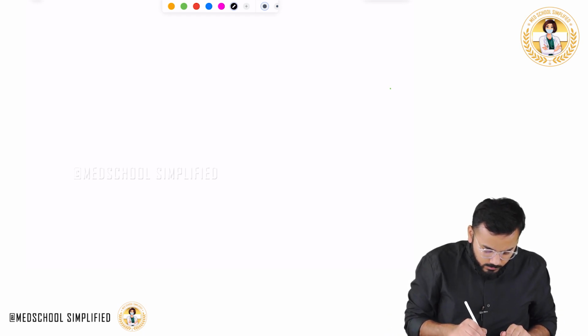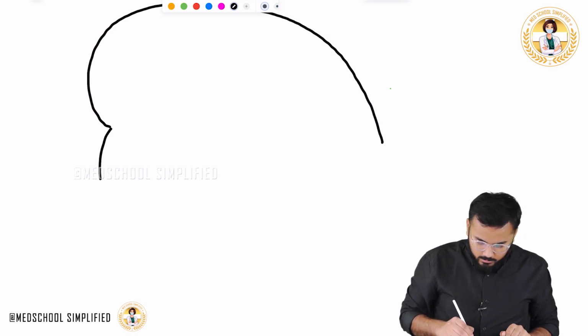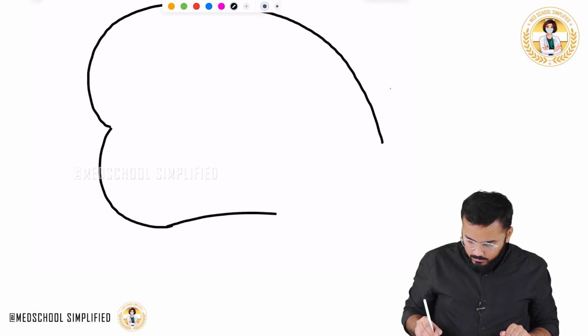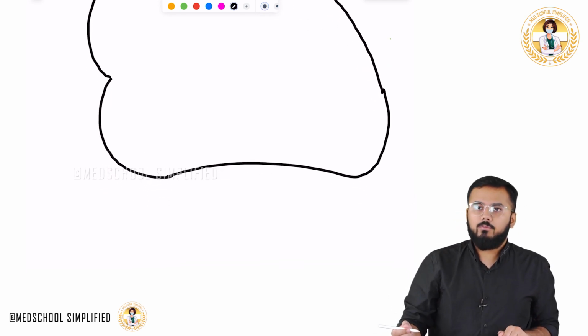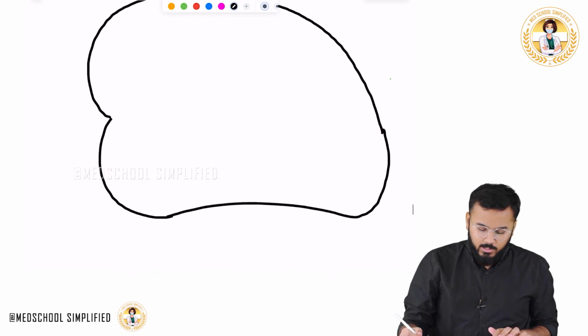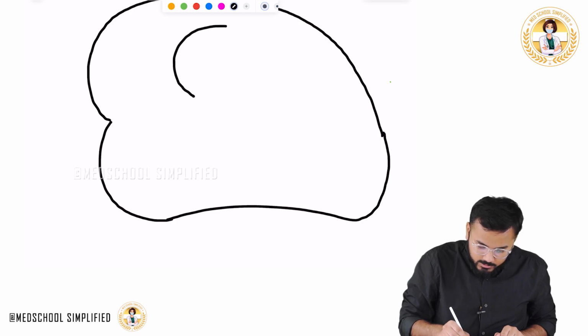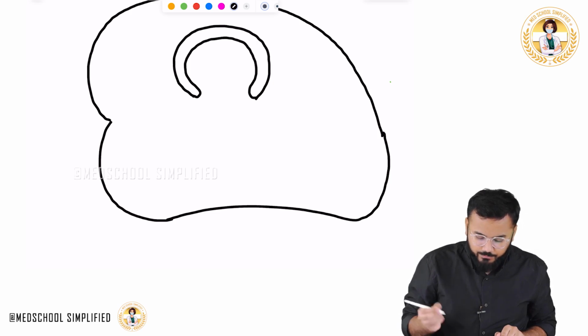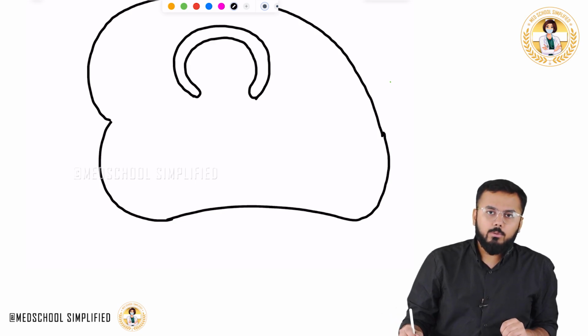Now in the medial surface of a cerebral hemisphere, this would be just a rough picture of the medial surface of your cerebral hemisphere. If you look very carefully, this structure which I am drawing right now is called your corpus callosum.